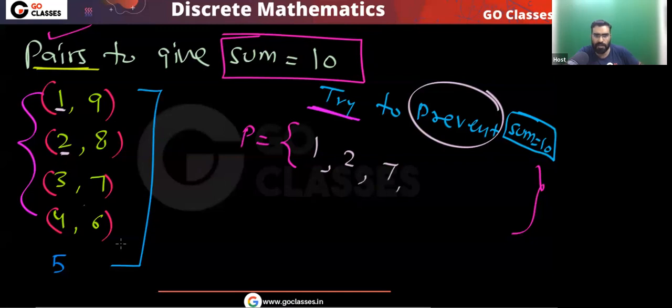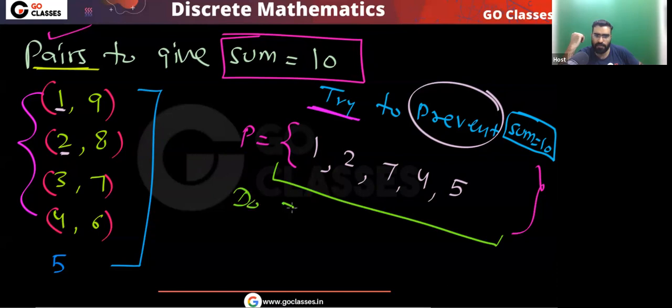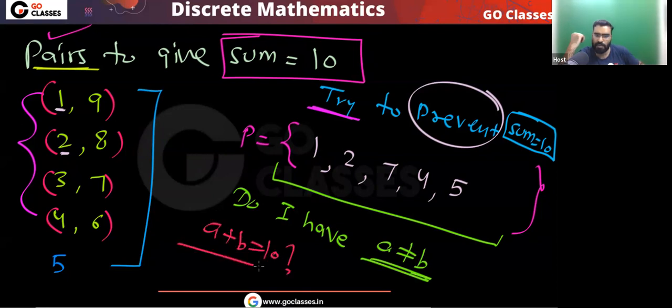Here I can put 7. Here I can put 4. And I can also put 5. At this point of time, do I have two different elements whose summation equals 10? Do I have A, B where A plus B equals 10? No, I don't have.